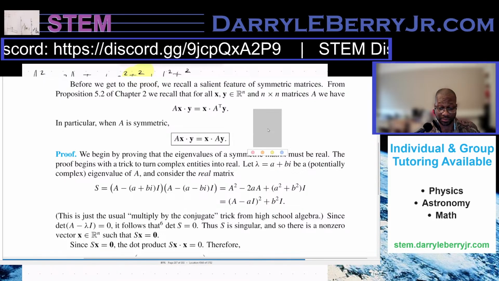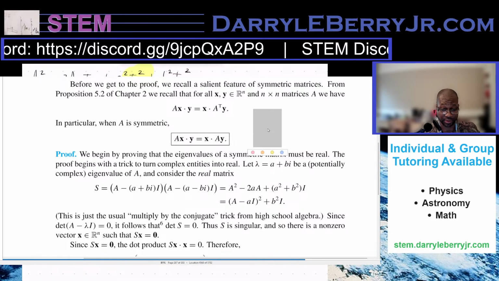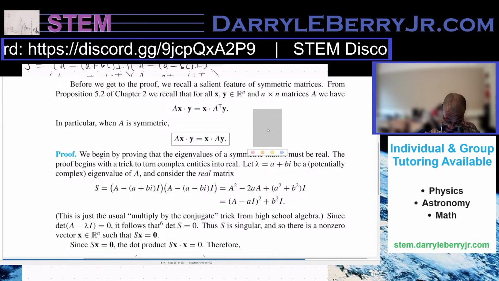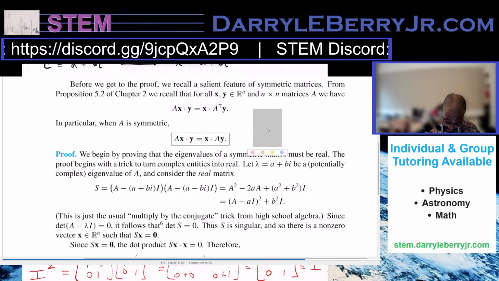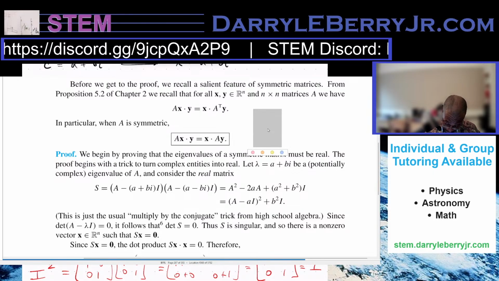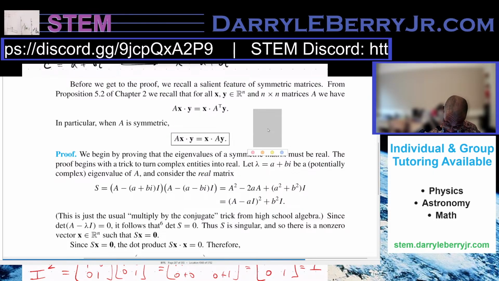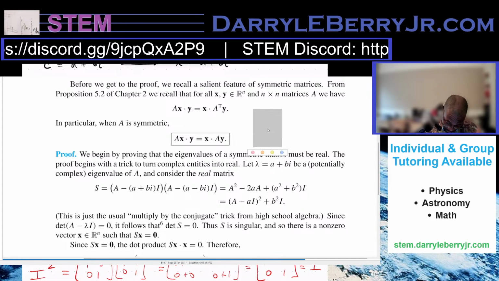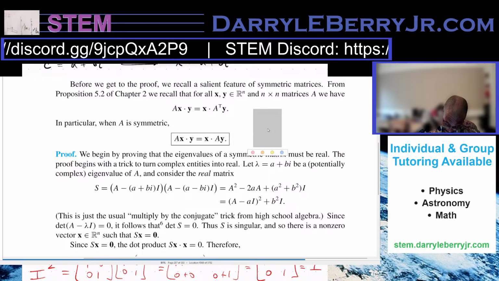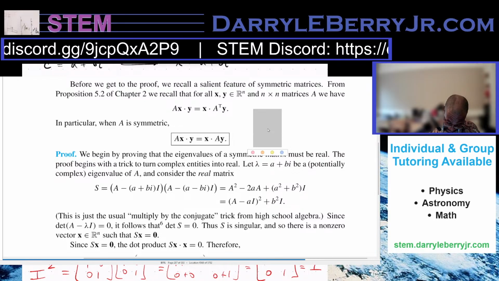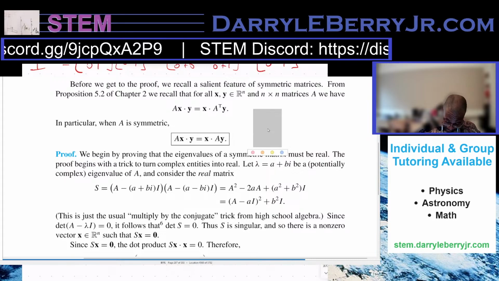This is just the usual multiply by conjugate trick from high school algebra, since determinant and the multiply by conjugate, by the way, is the fact that we're, like I mentioned earlier, the complex conjugate. The complex conjugate is when I take the positive and negative of the complex part.